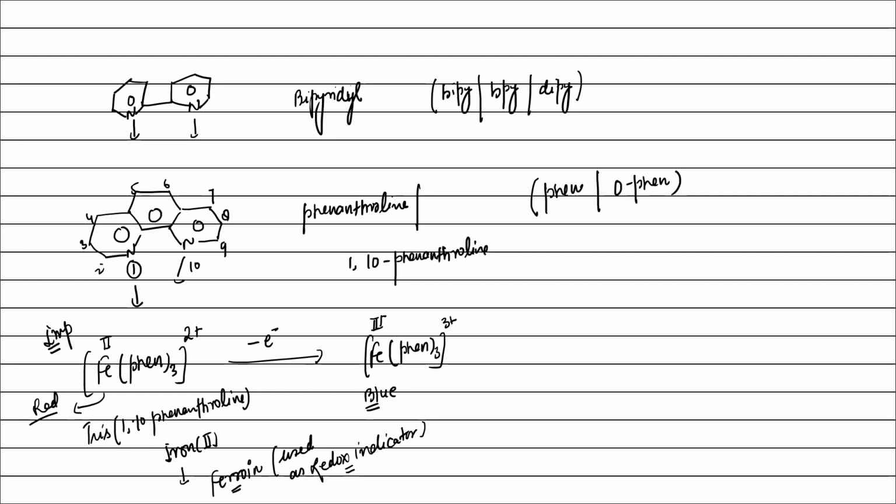Yes, sir. Ferroin is very important. Ferroin is used as a redox indicator in presence of what? Oxidizing agents like CrO4 2 minus or K2Cr2O7. These are the oxidizing agents, right? In presence of oxidizing agent, this ferroin red color is converted to blue color, suggesting that the end point has come, right?